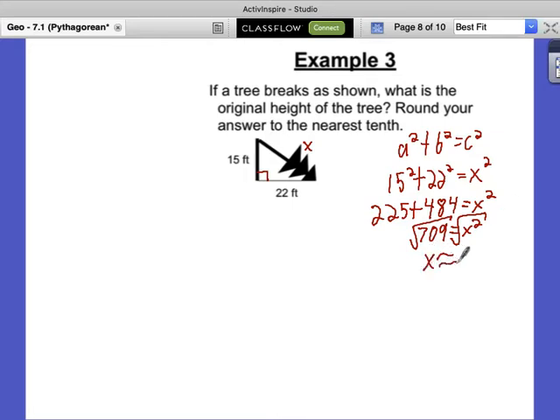If you type in the square root of 709, the calculator will tell you that exact answer. I don't have a calculator. My watch doesn't have square root on the calculator.